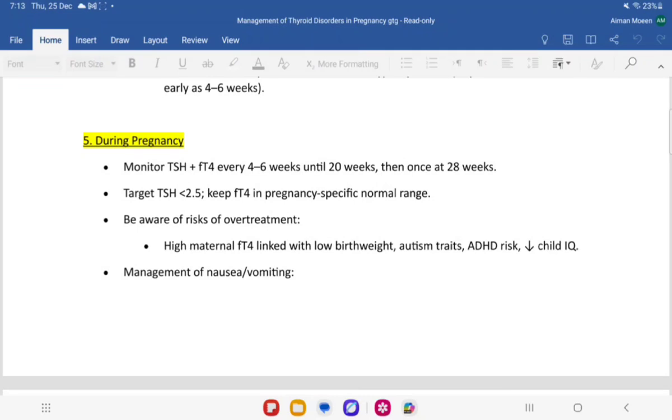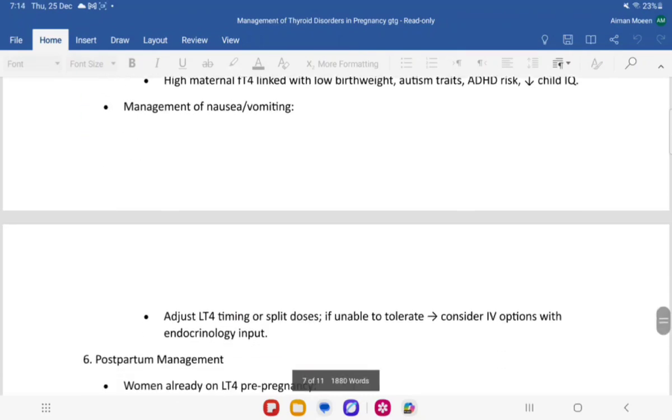Any woman on the treatment, the target is to keep the TSH less than 2.5. We do not want to do over treatment as well, because if we give levothyroxine from the outside, it will cause high maternal free T4. It is linked to low birth weight, autism, ADHD, and reduced child IQ.